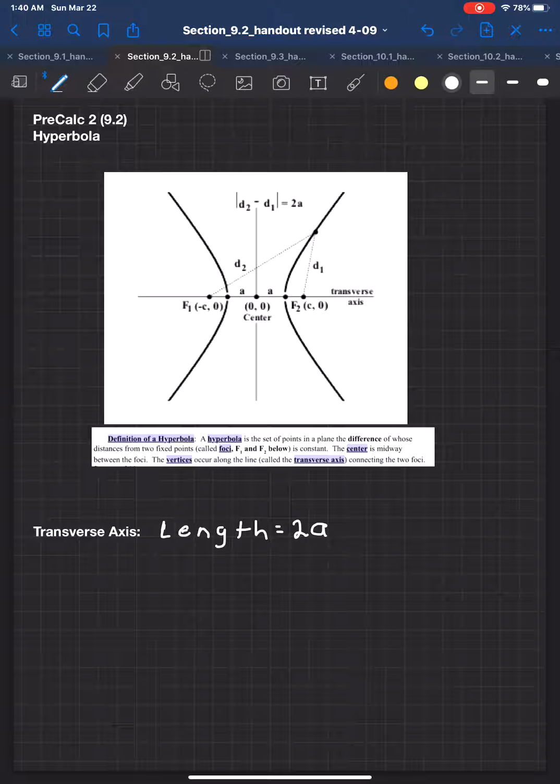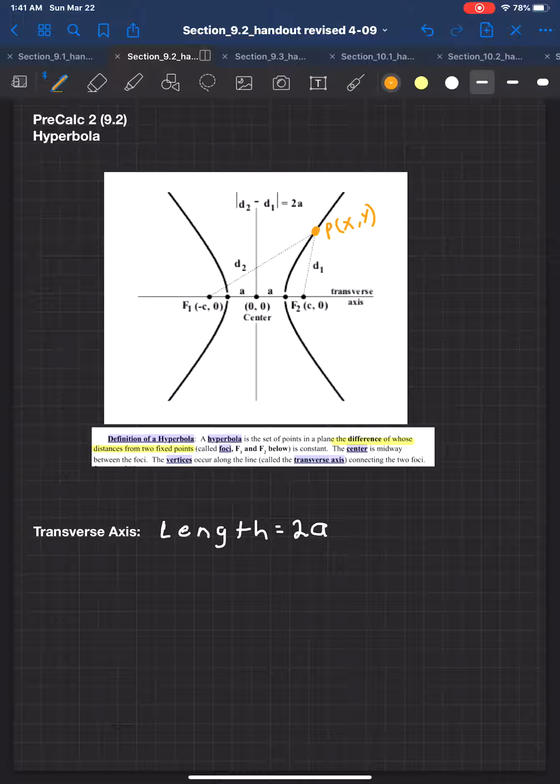So the definition of a hyperbola goes something like this. It is the set of points in a plane, the difference of whose distances from two fixed points is constant. The difference. So let's see if we can make sense of that. Let's say this point right here is some xy point, we'll call it P, that is on the hyperbola.